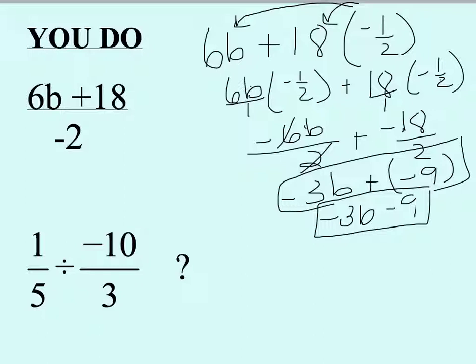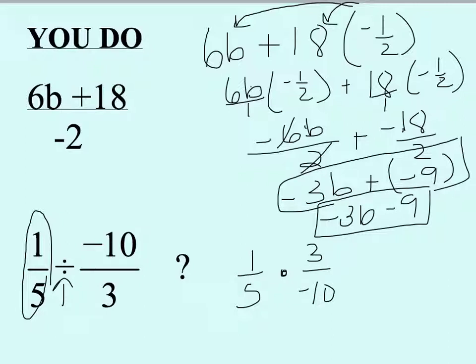Let's try the last one. Because I have two fractions here, I have my first term, which is 1/5. Then instead of dividing, I'm going to multiply by the reciprocal. This is actually the same problem, so hopefully you got this one. We get 3 over negative 50.